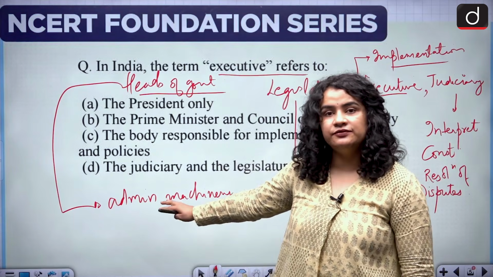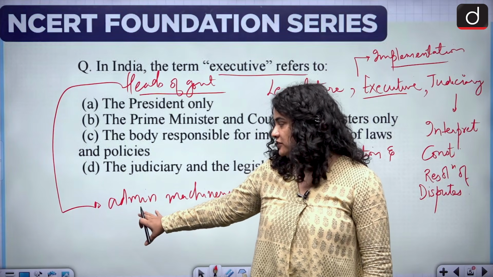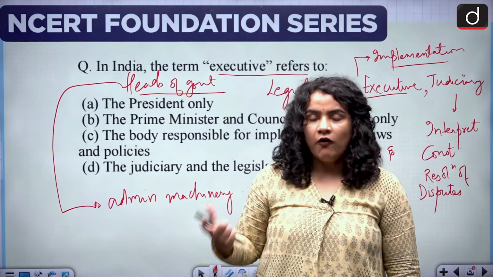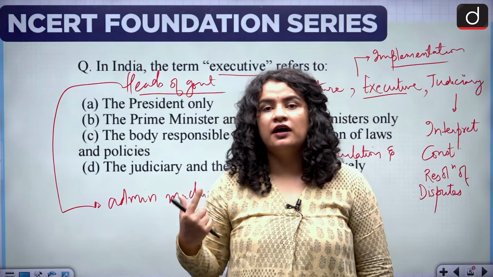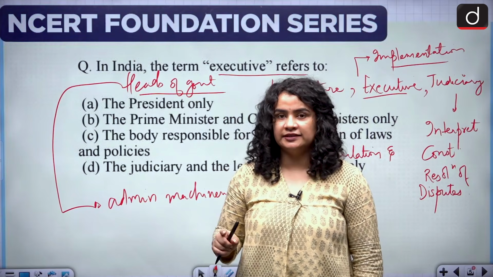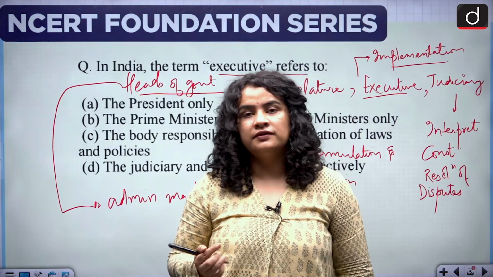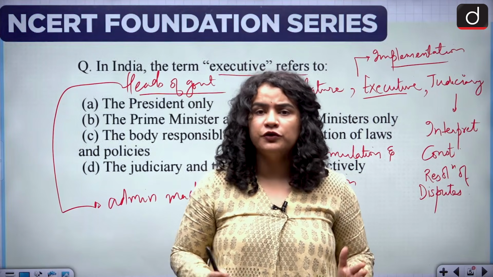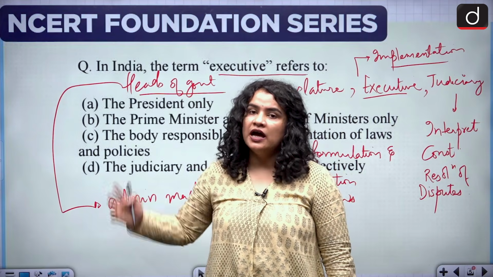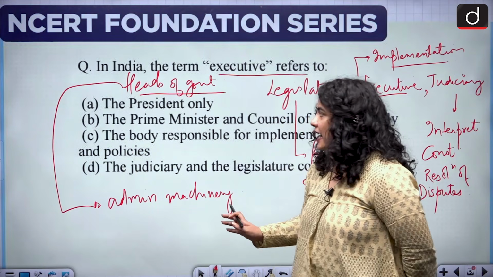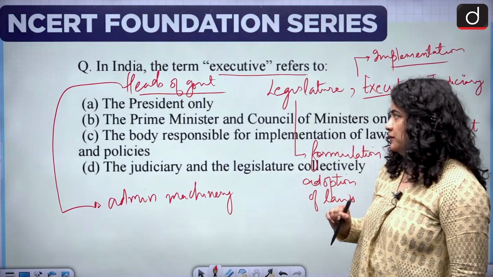Now, these civil servants, the bureaucrats, your administrative machinery, which are concerned with the day-to-day functions or the day-to-day implementations, are called the permanent executive, whereas the heads of the government, who are basically concerned with the overall holistic policy picture, are called the political executive. So, in the light of this information, let's try and solve the problem.